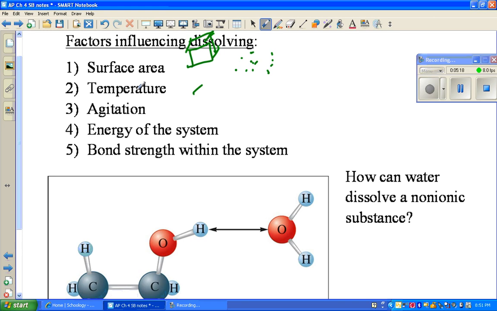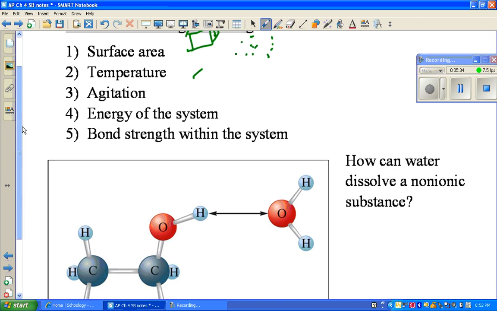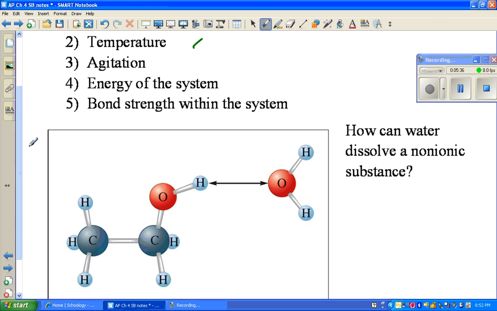Now, if you increase the temperature, you're creating that craziness going on inside the solution. You can also create it by agitating your solvent, meaning just to stir it. The energy of the system, whether it's releasing energy or taking in energy, what type of bonds there are, all of that has to do with the dissolving process, and then the bond strength within the system. We'll talk more about bond strength in, I think, chapter 10, and the different types of bonds there are.